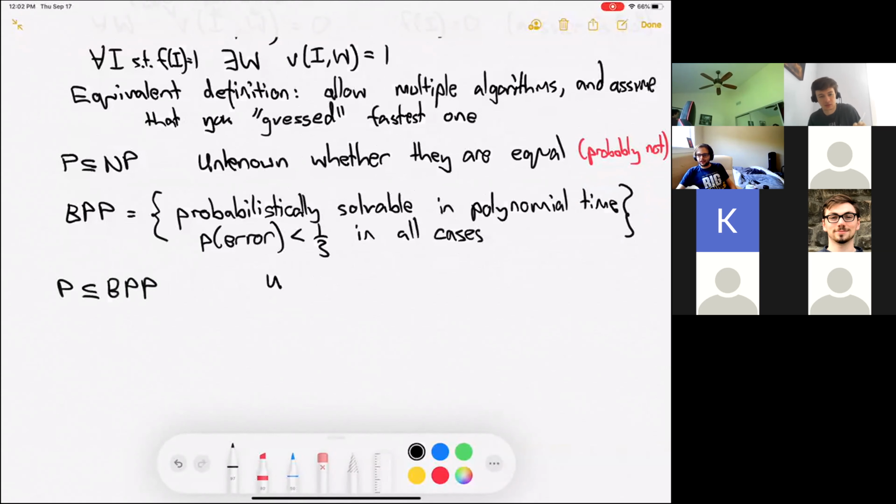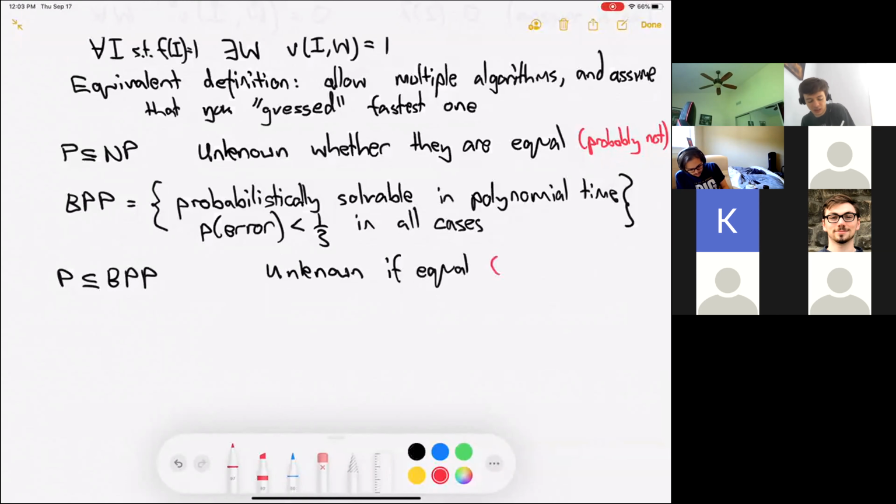What is the B in BPP? Bounded error. It's the fact that the error is bounded by a third. So just PP is probabilistic, but the error can be arbitrarily close to a half. So again, it's unknown if these two things are equal. But in this case, the consensus is that quite possibly the answer is yes.